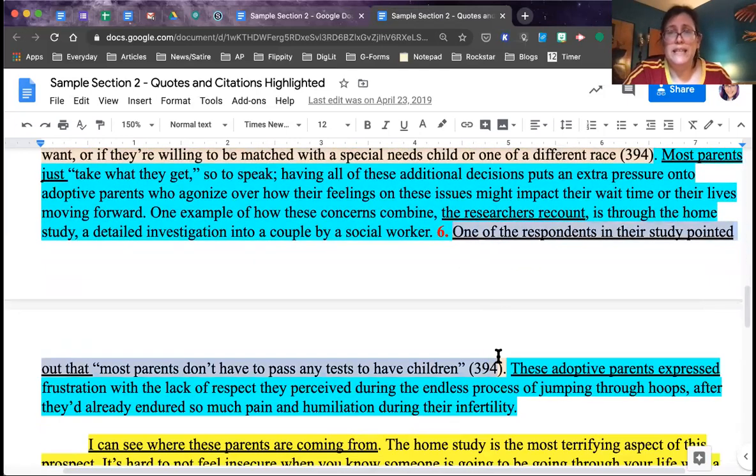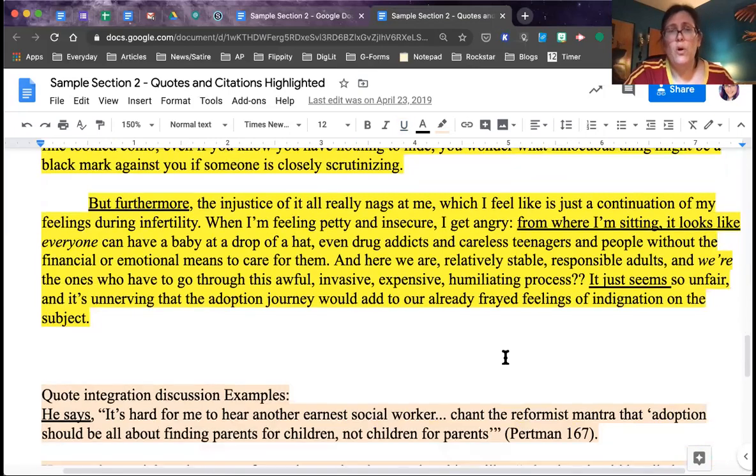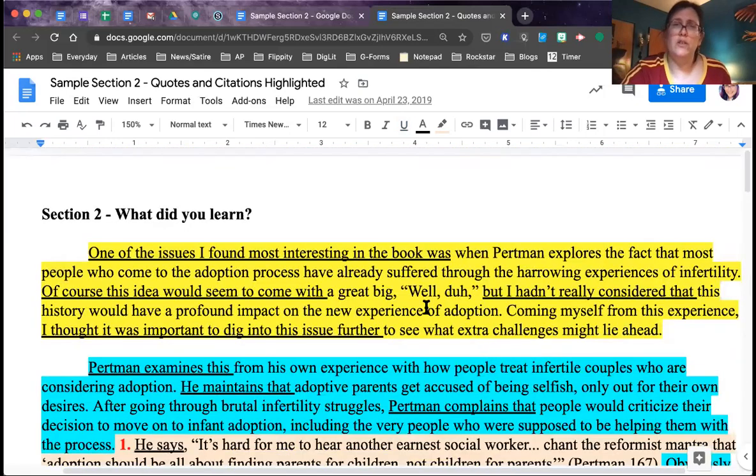And down here again, I have a sort of half paraphrased, half quoted. One of the respondents in their study pointed out that most parents don't have to pass any tests to have children. The goal is that your quotes don't dominate your paper.